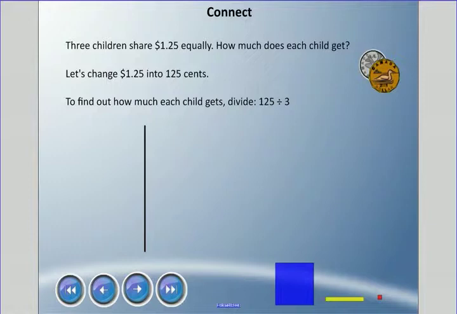All right, let's pretend that 3 children have to share $1.25 equally. How much is each child going to get? So we're going to change $1.25 into 125 cents because that'll be easier to work with. When you get in higher grades, you'll learn how to do that with the decimal. But for now, we'll change it to 125 cents. So we're going to divide 125 divided by 3. So 125, we're going to use base 10 here. We'll try it with base 10.